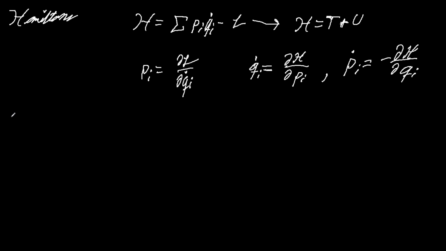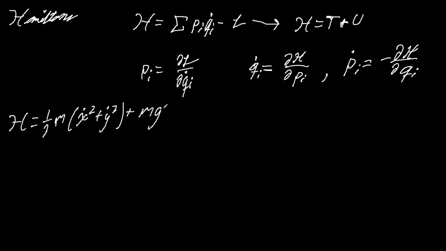Alright, let's write the Hamiltonian. This is the first step. So, total kinetic energy, we've already figured this out. And the potential energy. And this time we're adding it. So this just looks like the total energy of the system.